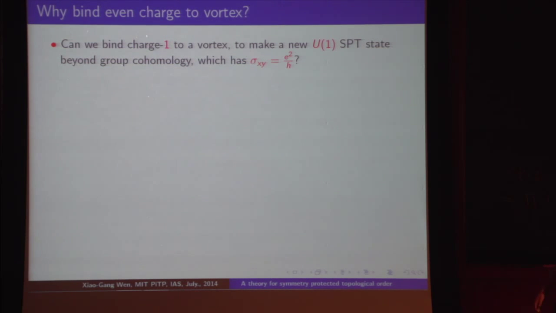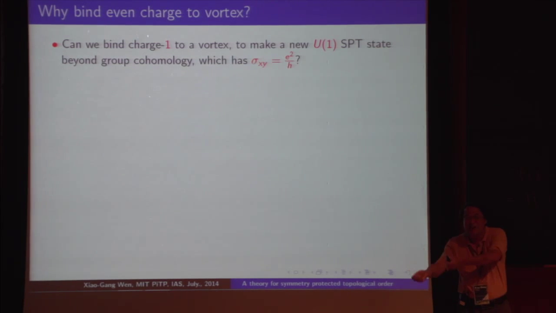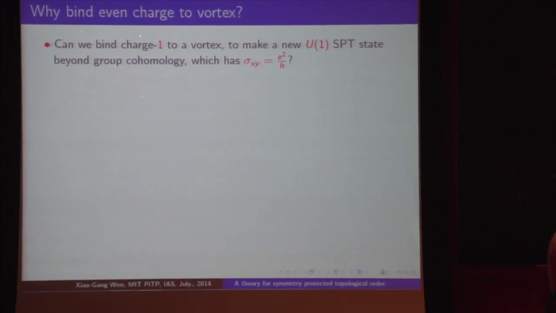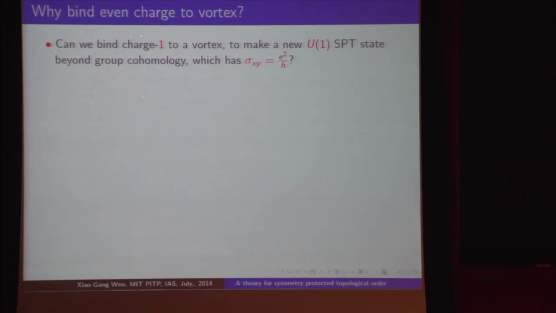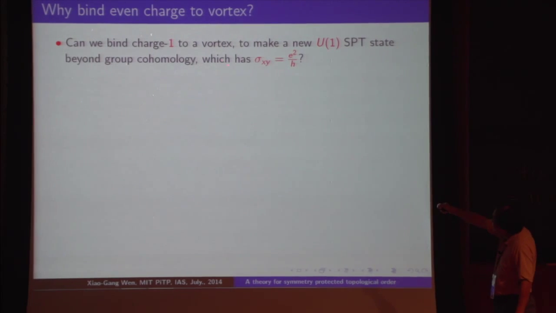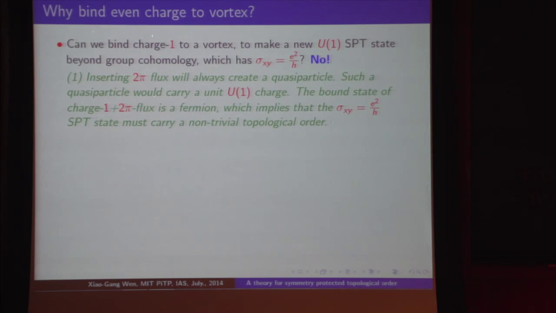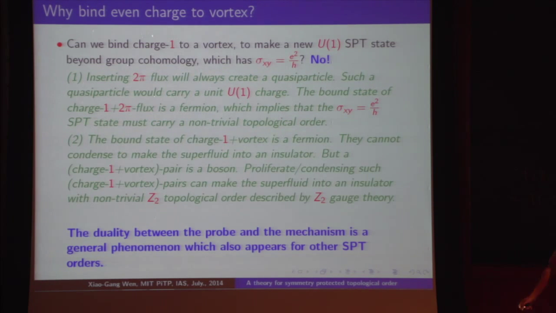So you may ask why you want to bind 2K, even charge. What if you bind, say, one charge? Then you may get fractionalized SPT states. Why do you always attach even charge? If you attach charge one, then you may get SPT states with the Hall conductance equal to all the integer times e squared over h. But the reason we cannot do that is that if you attach a single charge to the 2-pi flux, this bound state actually is more like a fermion. So we cannot condense fermions, because proliferating the vortex is like condensing the vortex. But when it becomes a fermion, we cannot condense it. So this doesn't work.